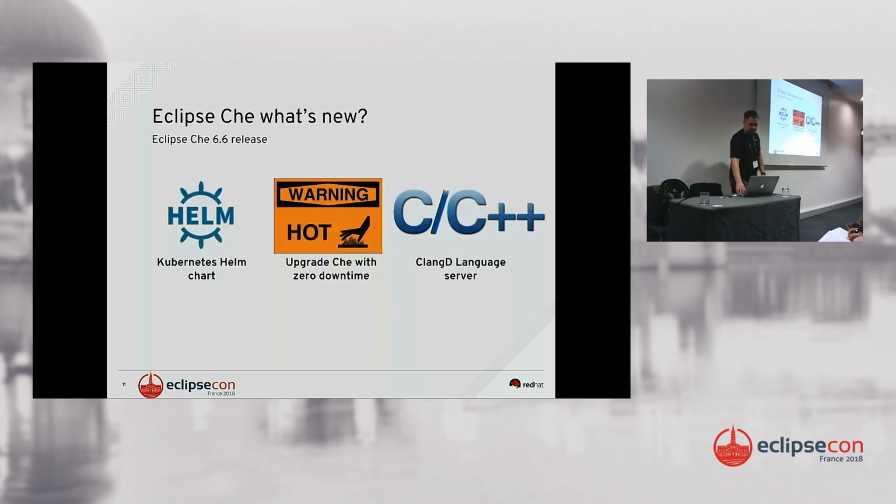A few news items from the field with the new release. Kubernetes becomes our first-class citizen of infrastructure. We made a Helm chart to easily deploy Eclipse Che on Kubernetes. We added hot update, so now if you have a big installation of Eclipse Che, you can update it without interruption of service. We added the clangd language server, which means that you can develop anything in C and C++.